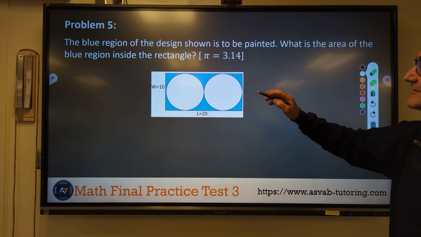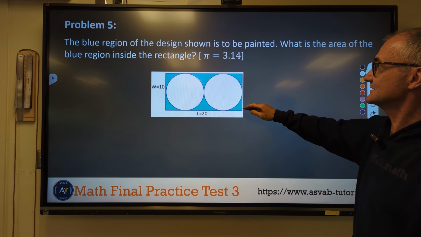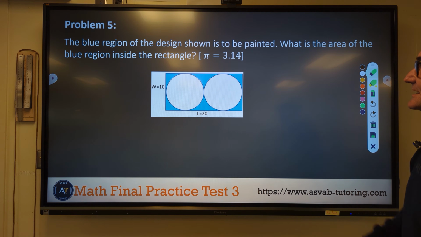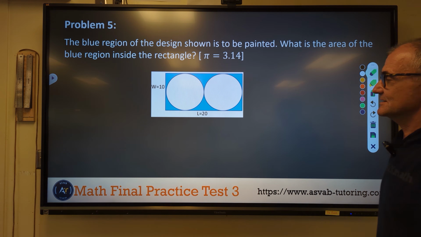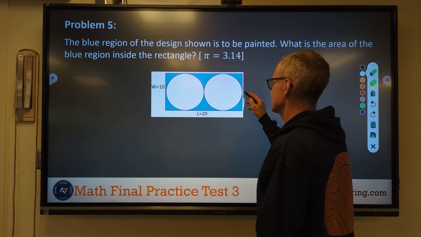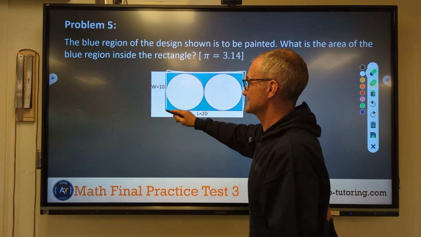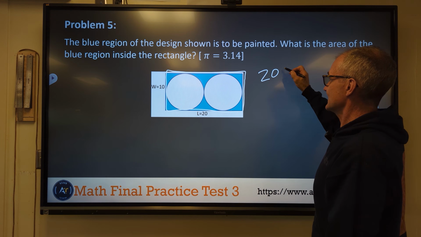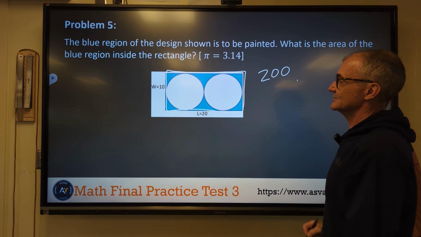Okay, problem number 5. The blue region of the design shown is to be painted. What is the area of the blue region inside the rectangle? So we have a rectangle. That rectangle is 20 by 10, right? So the overall rectangle is 20 times 10, which is 200.